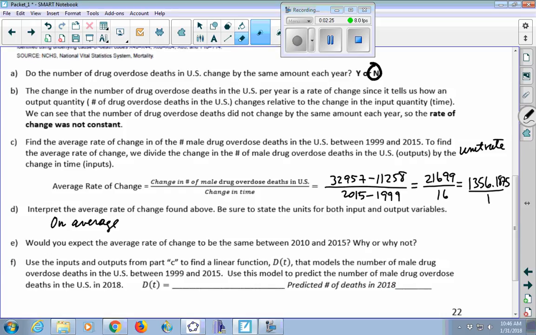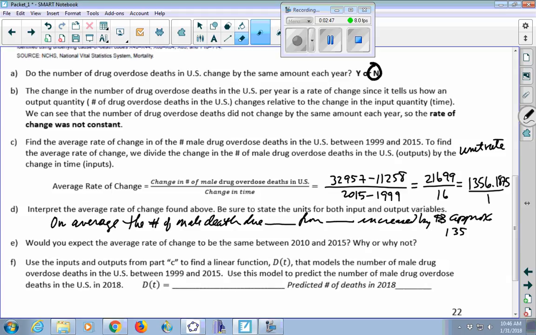so when you interpret this, on average, the number of male deaths due to blah, blah, blah, from blah, blah, blah, increased by 1,300 approximately, and in this case, when you're writing a sentence, we'll just round up. Okay, so on average, because we're looking at the average rate of change, that time doesn't mean that every single year there was a difference of 1,357 deaths.